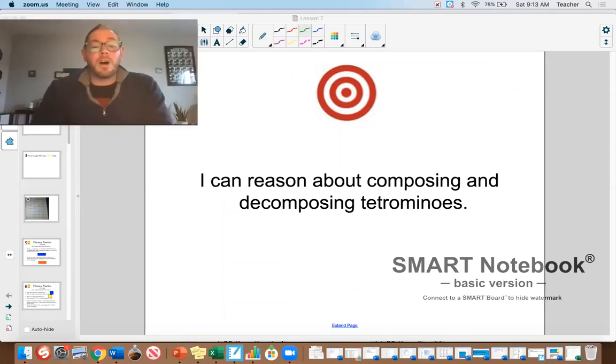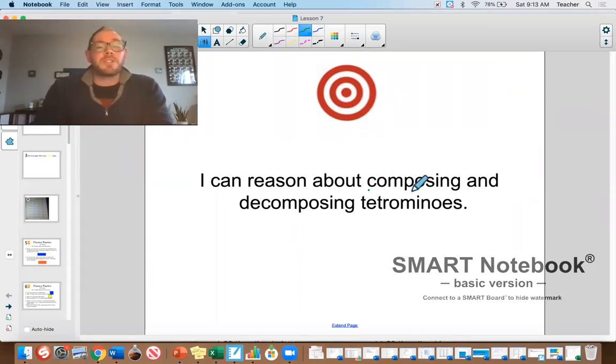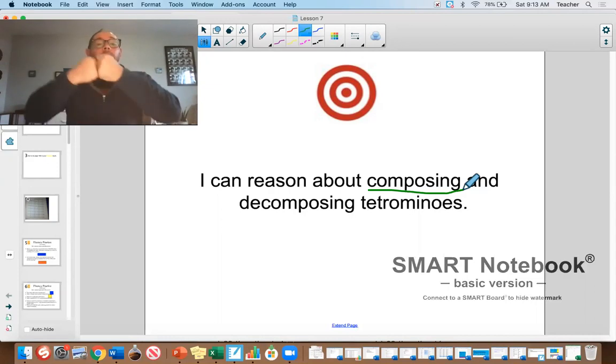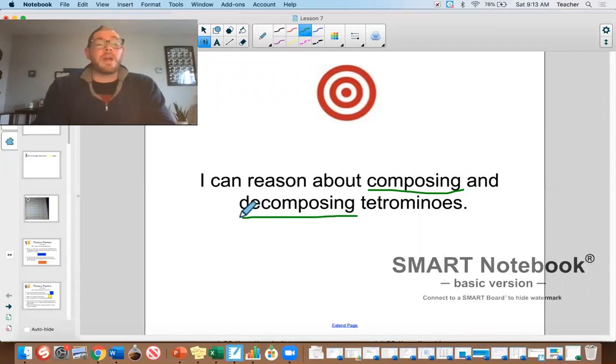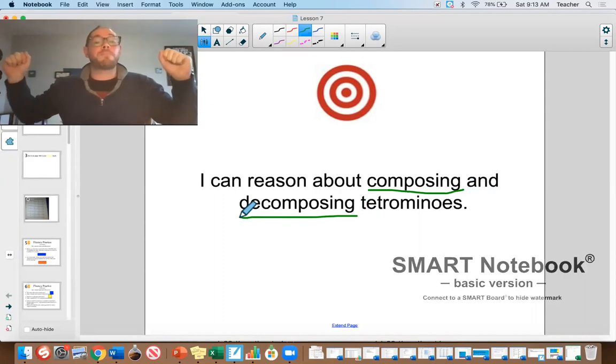There we go. All right, so today's learning objective says, I can reason about composing and decomposing tetrominoes. Now that's kind of a weird thing to think about. Firstly, let's think about what composing means. Composing is when we put two things together. So when we build something that is made up of two or more parts, and we put them together to create a whole. Decomposing is when we take that whole and we break it apart into its two or more smaller pieces.